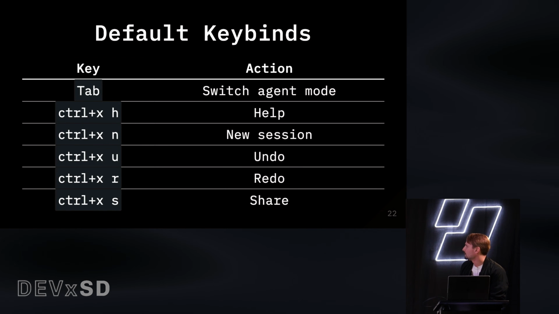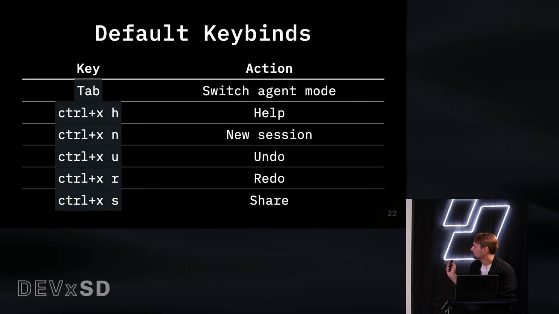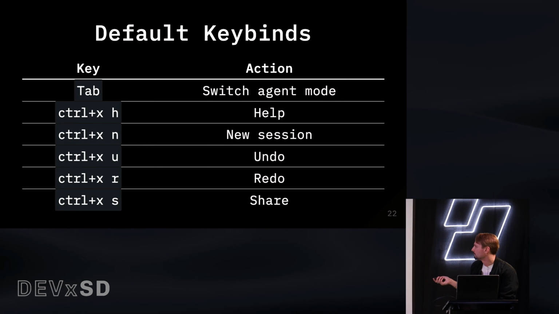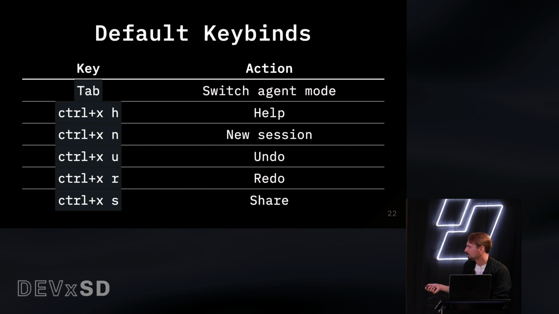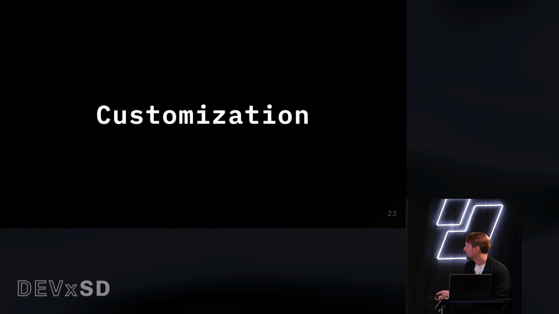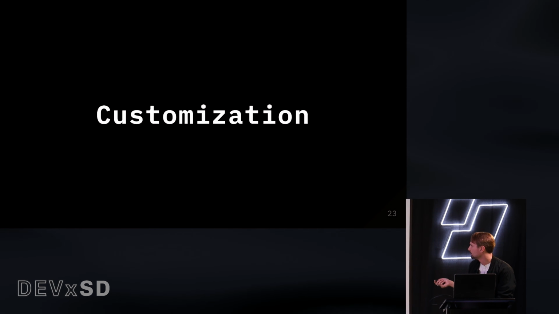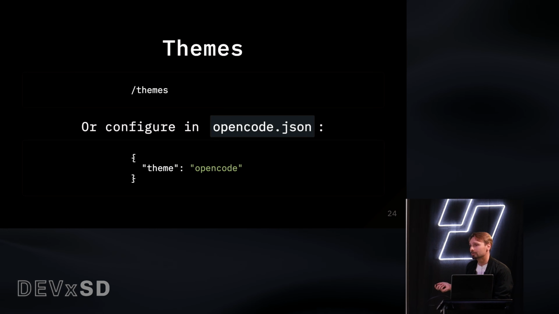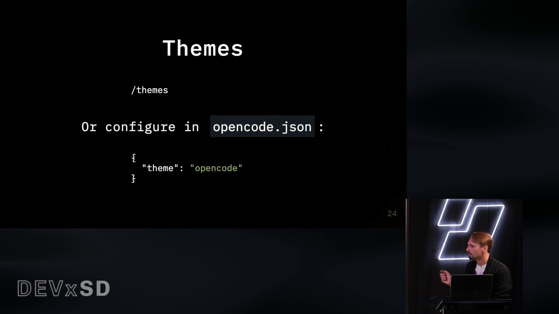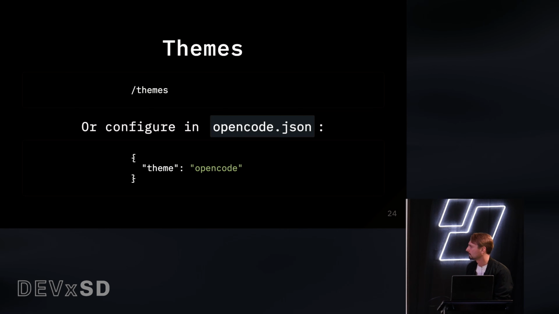Let's see, default keybinds. A lot of key bindings. I'm not going to go over too much of that because you can do that all through help. But yeah, you have this leader mechanism in the terminal, which I'll showcase later. Customization. You can customize it with themes. You can also set it to your default terminal theme, which is really nice. So it sticks to whatever terminal theme that you use.